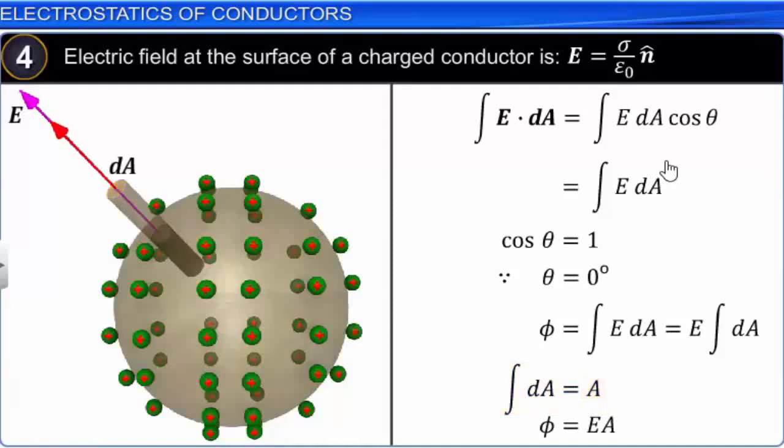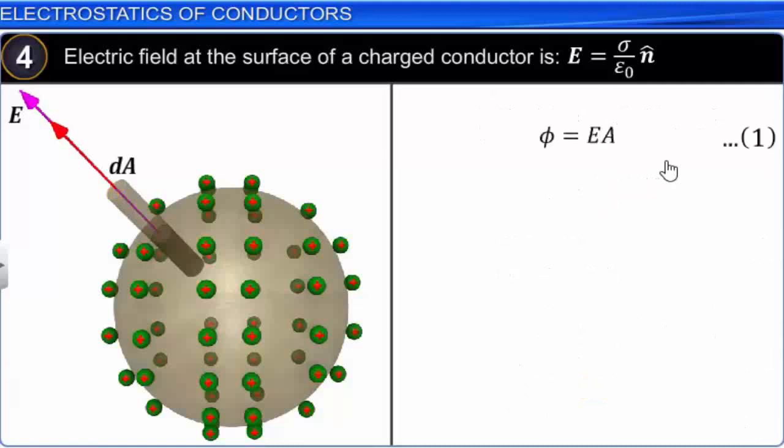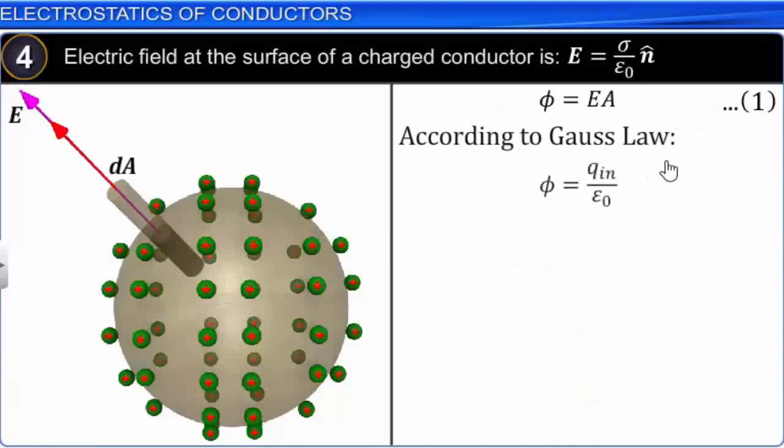But according to Gauss' law, we have phi equal to Q in by epsilon naught. Here, Q in is the charge enclosed by the Gaussian surface. Since the surface charge density of the surface of the conductor is sigma, we have Q in is equal to sigma A. Let this be equation 2. Substituting equation 2 in the equation for electric flux phi, we get phi equal to sigma A by epsilon naught. Let this be equation 3.